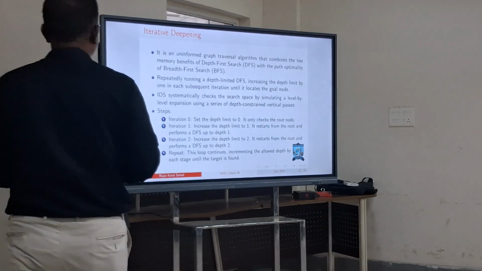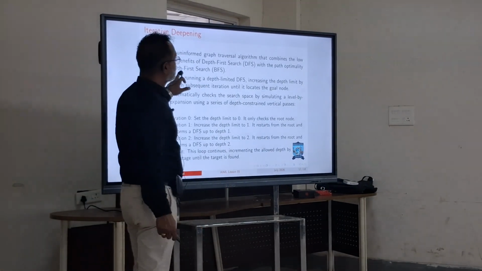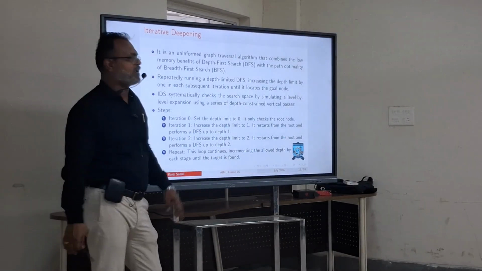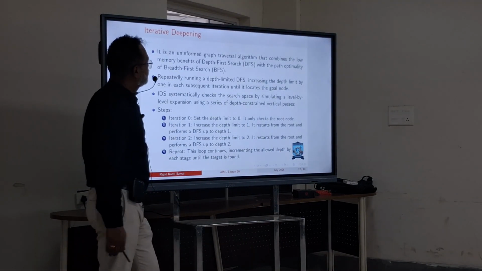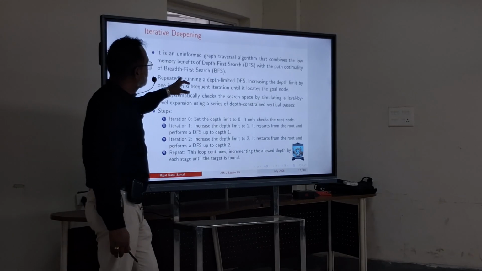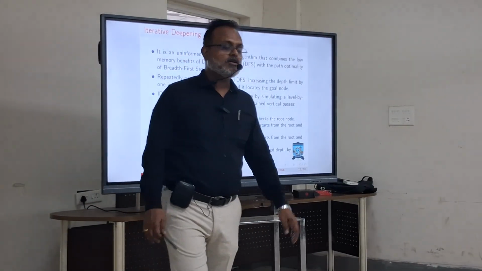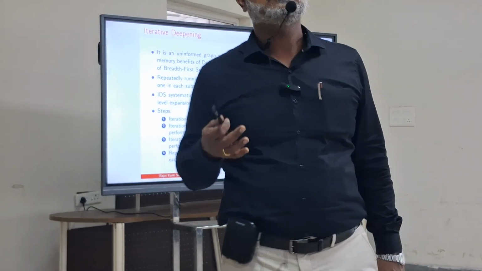It is an uninformed graph traversal algorithm that combines the low memory benefits of depth first search, where you need not remember many things, with the path optimality of BFS.